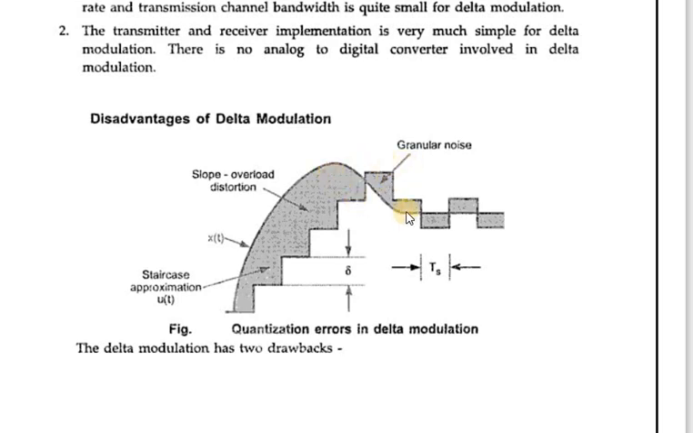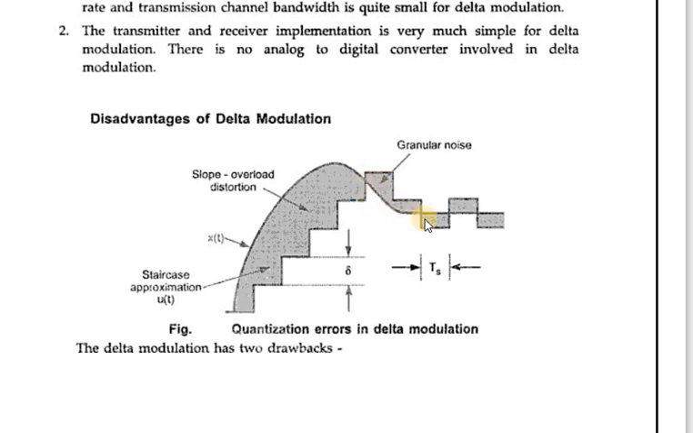So this noise occurs when the step size is too large when compared to the small variations in the input signal. When you have small variations in the input signal, your step size should be small, right? So as to reduce this, this is called granular noise.